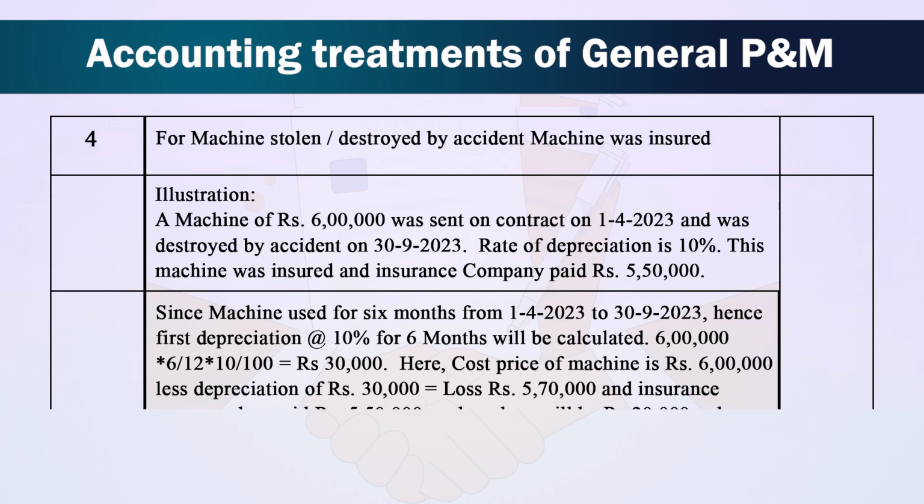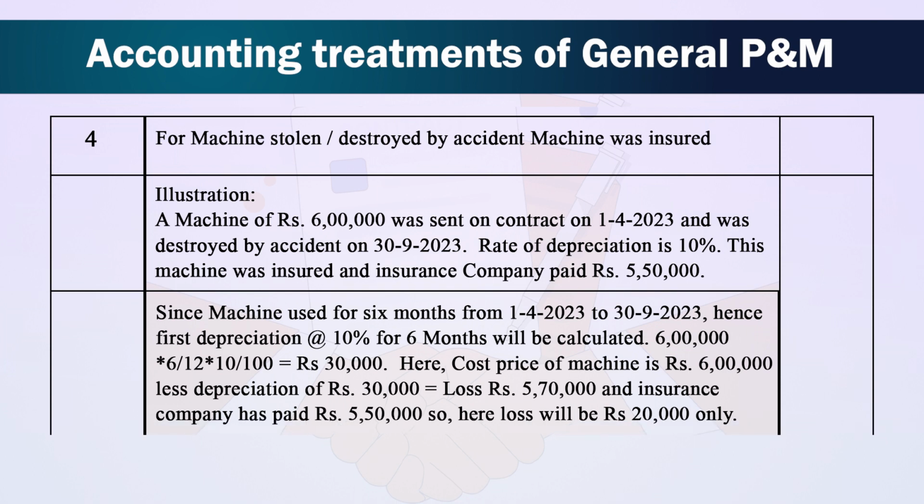Here the cost price of the machine is rupees 6 lakh, less depreciation of rupees 30,000, which gives a loss of rupees 5,70,000, and the insurance company has paid rupees 5,50,000. So, here the loss will be rupees 20,000 only. This loss will be transferred to profit and loss account because this loss did not happen due to contract activity. It is an abnormal loss. According to accounting principle, this loss will be debited to profit and loss account.